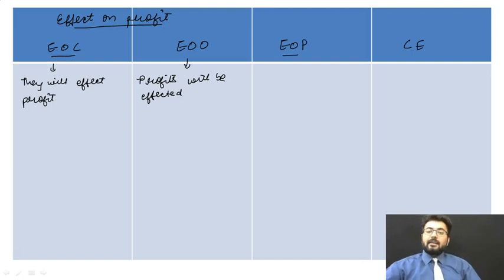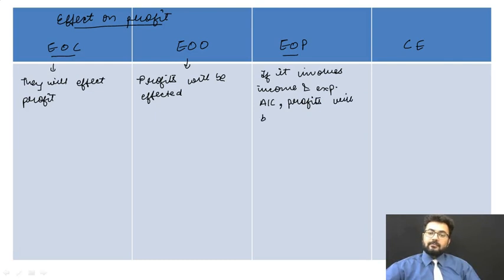Now, moving on to the next. Errors of principle, if it involves income and expenditure. If it involves your income and expenditure account, then definitely profits will be affected. Did you get my point?